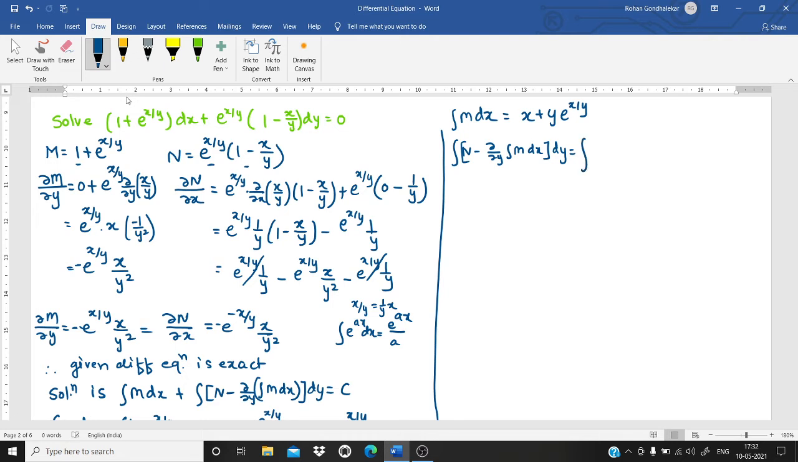Integral N is, we'll write it on the next line. So this equals integration, the value of N is e raised to x upon y into bracket 1 minus x upon y, minus ∂/∂y of (x + y) into e raised to x upon y, dy. Clear? Okay, what is the derivative now?